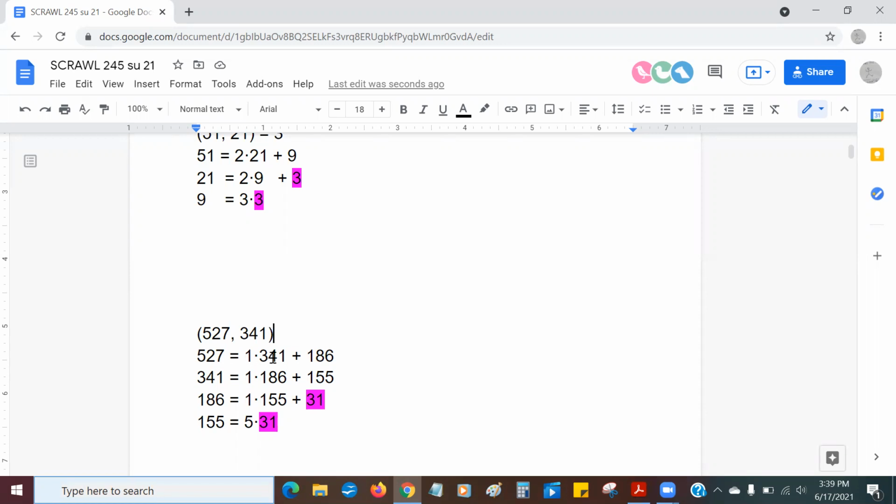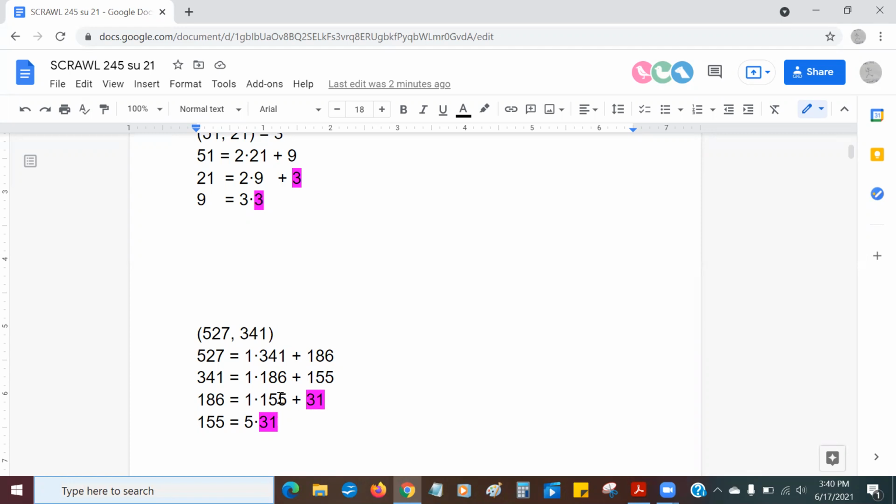Now I take this number 341, it just goes straight down like that. And how many times does 186 go into 341? 341 is equal to 1 times 186 plus the remainder of 155. Now again, I take this, and I want to see how many times this remainder goes into that. And 186 is equal to 1 times 155 plus 31, also happens to be going just once.